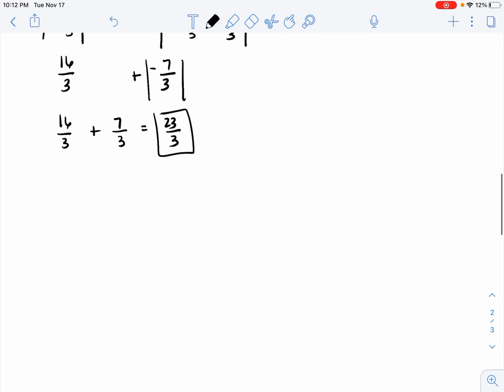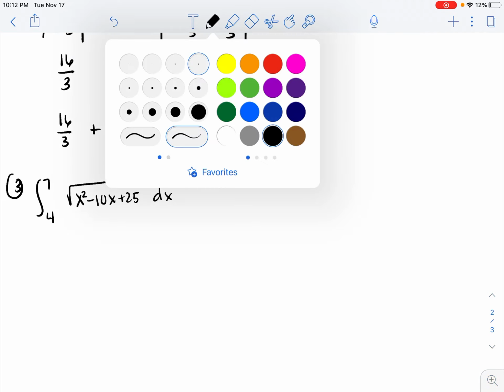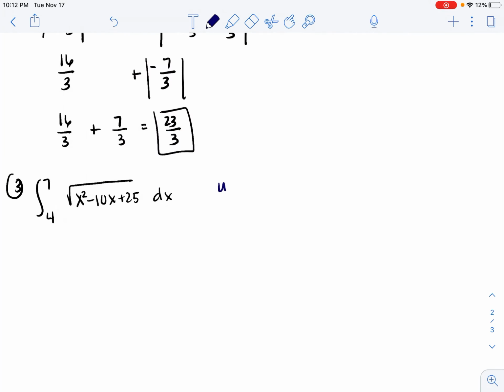Okay, now you guys, really quickly, what if they gave you something like this? What if I had the integral from 4 to 7 of the square root of x squared minus 10x plus 25 dx? Okay, now look, you have so many tools, right? Okay, so let's try some of them. Like my first thought would be here, man, I do have a really ugly square root, so I'm just going to try a u sub. That's what I would try. So I would go u equals all that stuff inside the square root.